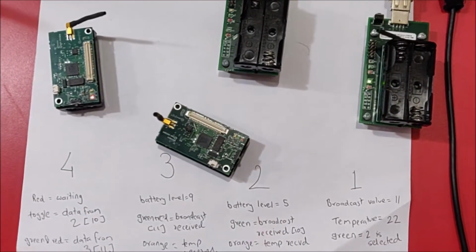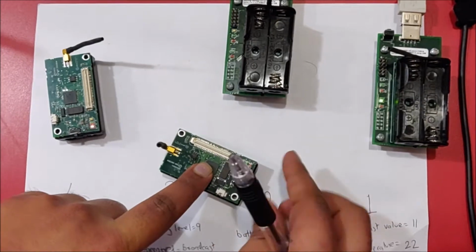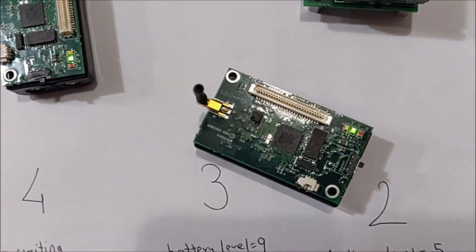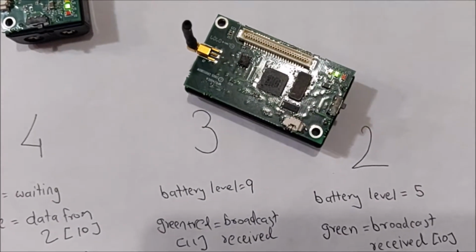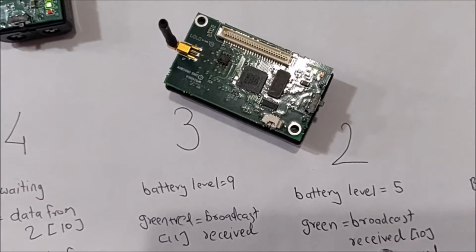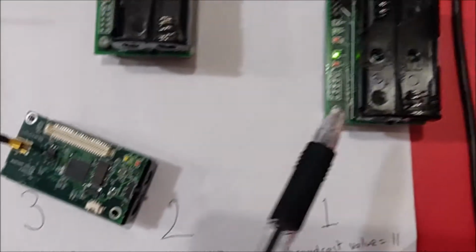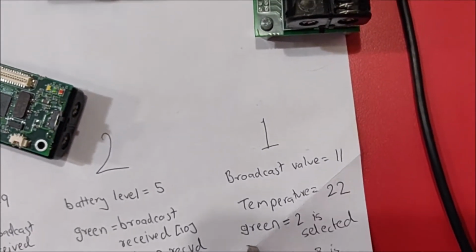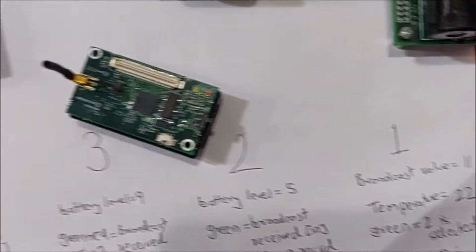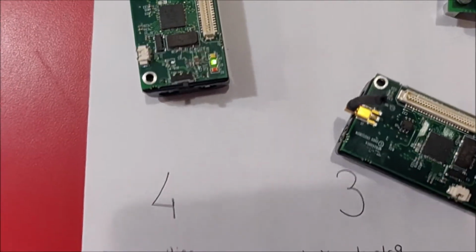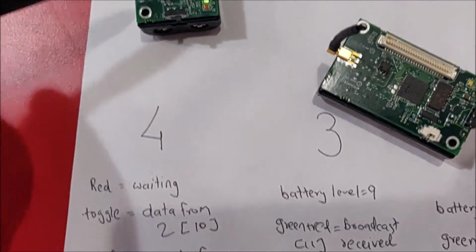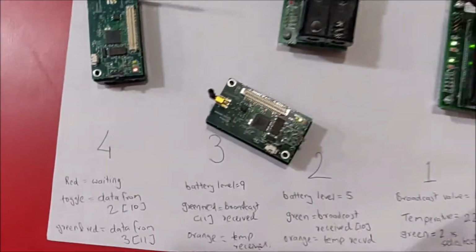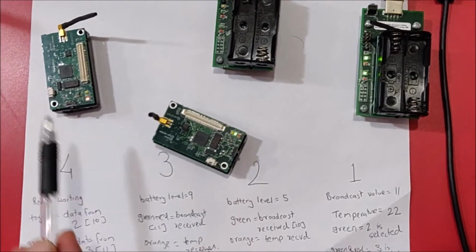Now I will try to turn on the 2nd node. Now as node 2 is on, you can see a green light toggling over here, which means it has received the broadcast value from the 1st node. At the 1st node, you can see a green light toggling over here, which means it has selected the 2nd node, which was not the case previously. At the 4th node, which was previously on red, the waiting state, it has now switched to the toggle state, which means it is receiving data from the 2nd node. So right now the data is being transferred from 1st to 2nd to 4th.